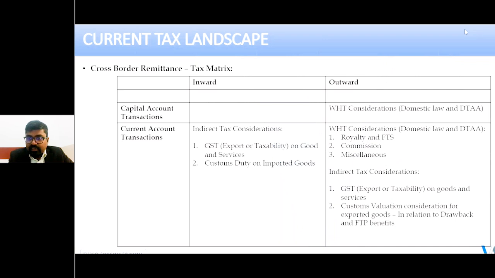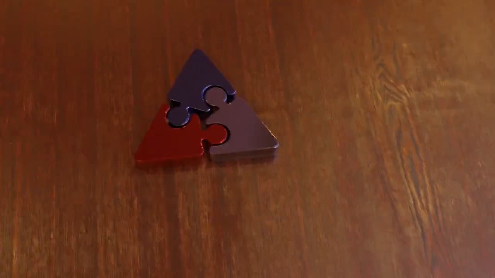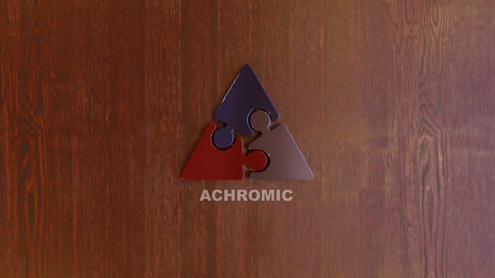But that creates a kind of an issue. The issue being that if you have a domestic law in India, which let's say is the source country of that remittance, and you also have an obligation to pay tax in another country, which is the destination country, let's say the United States, Mauritius, China, you might have a taxation liability over there as well.